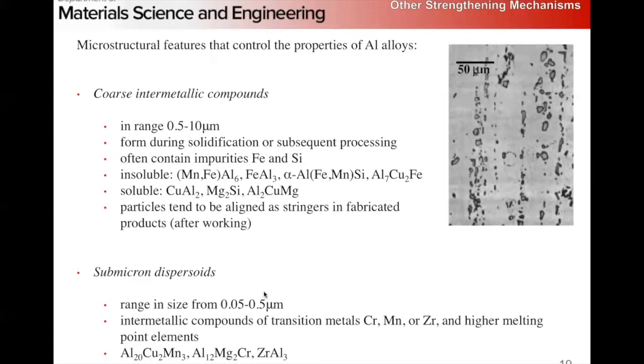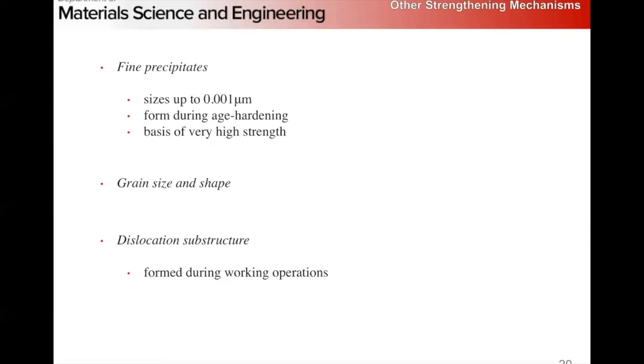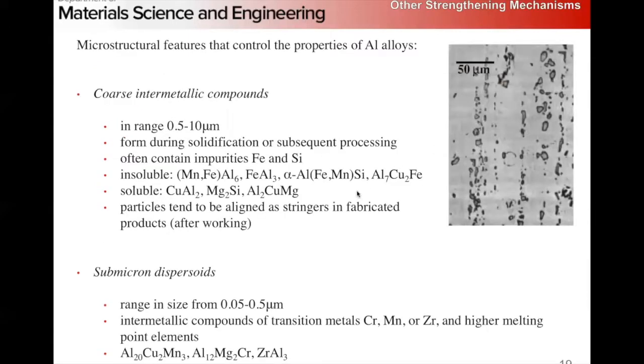And then we have a second range of intermetallics. These are submicron dispersions, some say 50 to 500 nanometers, and these are the particles that help retard recrystallization and grain growth. So these are our good grain boundary pinning particles. And then fine precipitates, on the order of nanometers. These are the ones that form during age hardening. These are the good guys. And remember, these coarse intermetallics are brittle, so they give us opportunities for cracking and fracture.